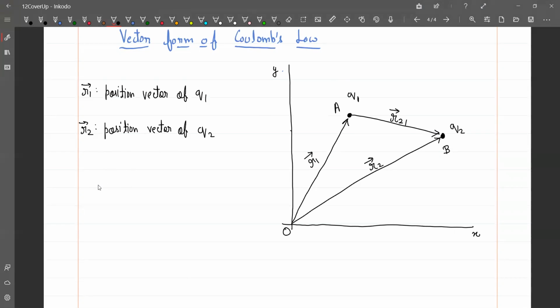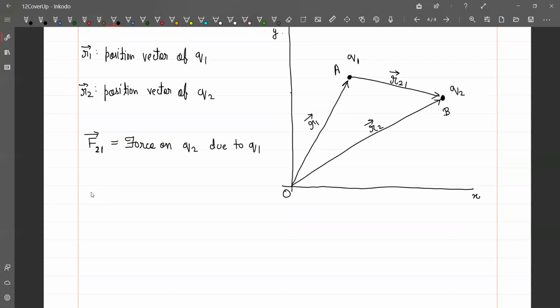So I can write the force on charged particle 2 due to 1. This F21 is the force on q2 due to q1. Writing the magnitude, I have no issues. I can just write the magnitude like this. That is 1 by 4 pi epsilon naught into q1 q2, and the distance between the charges will be mod of r vector 21, whole square.